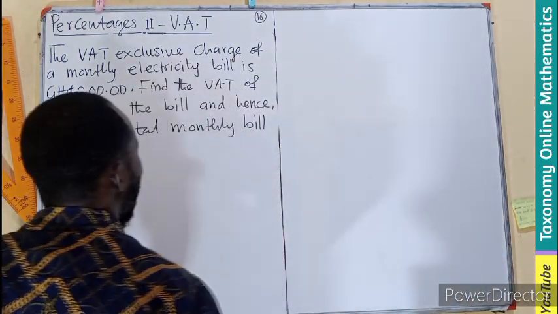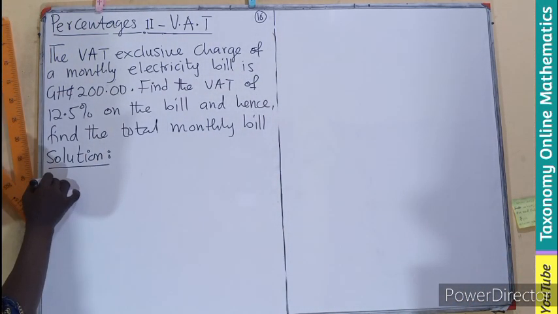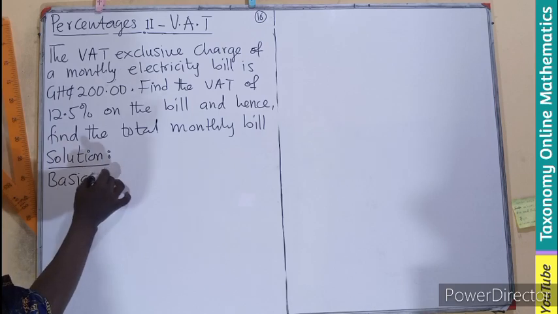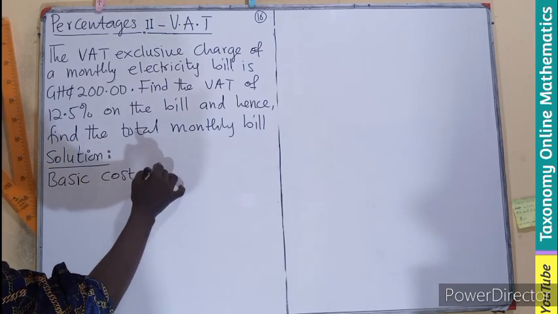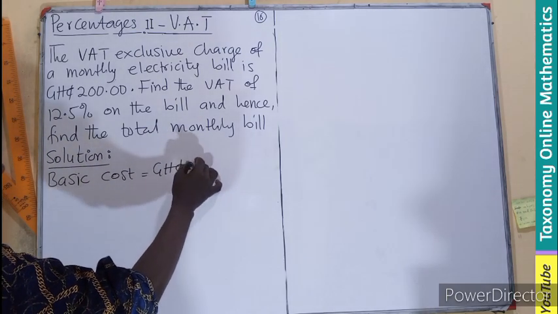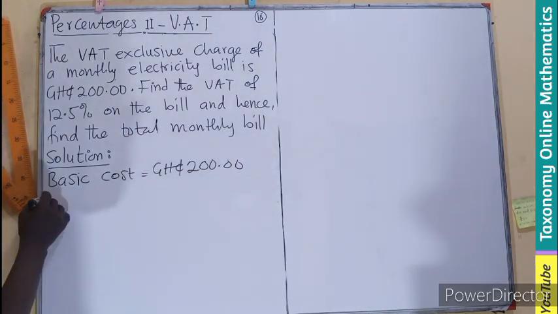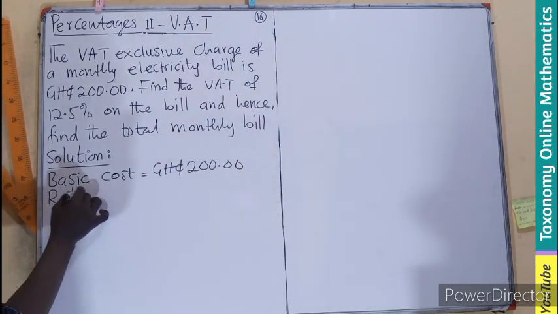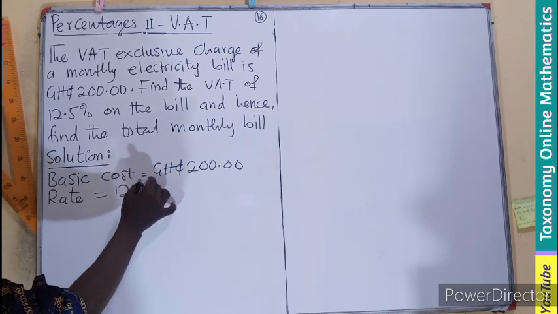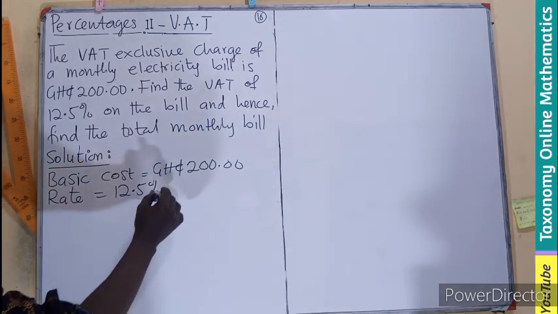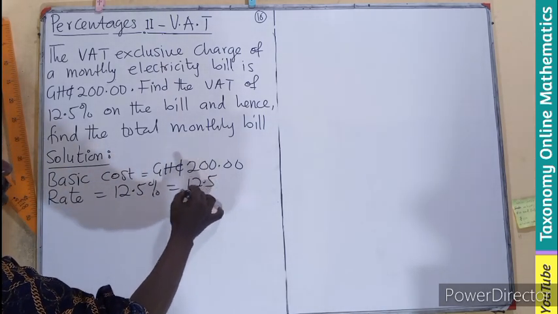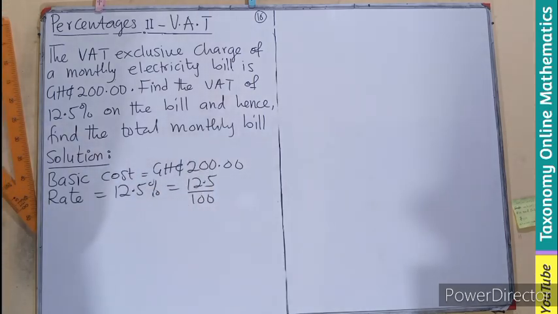So let's fix out the information in the question. We can say that the basic cost of the electricity bill is 200 cedis. Then we also know the rate. The rate is 12.5%, which is the same as 12.5 over 100, right?